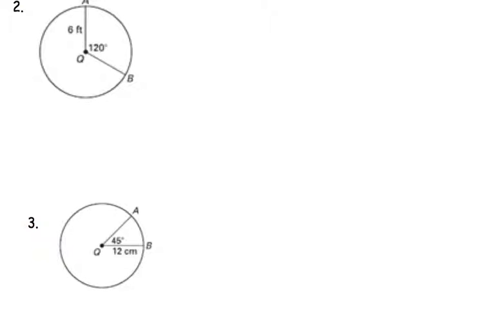We're finding the arc length of arc AB. Arc AB is always the shortest route between A and B when you're going around the outer edge of the circle. So we're finding the arc length of AB.